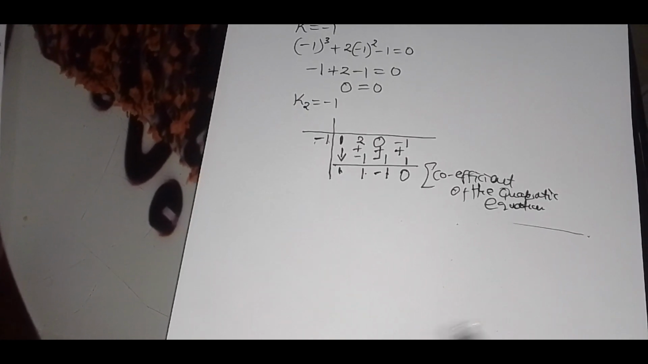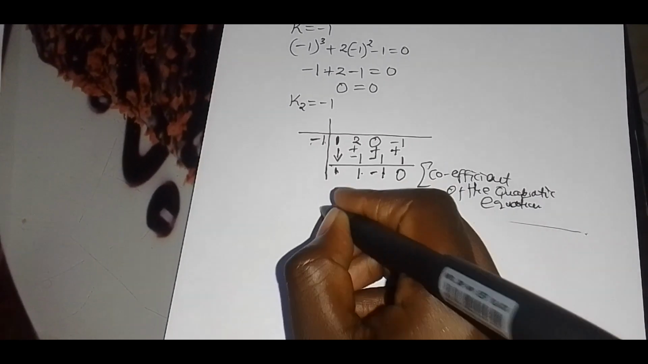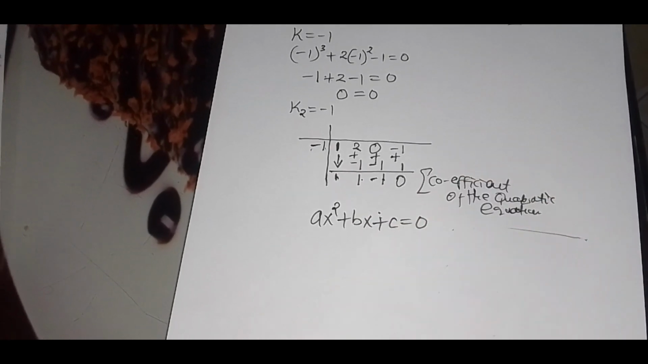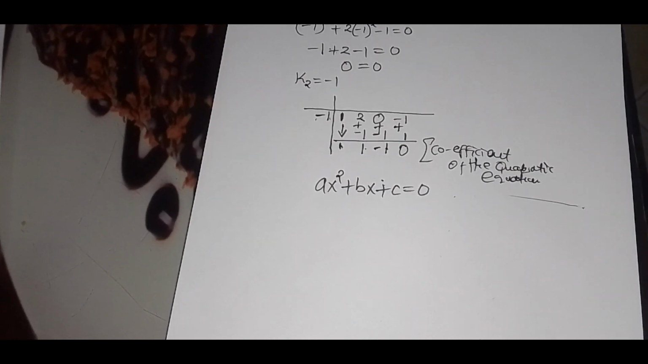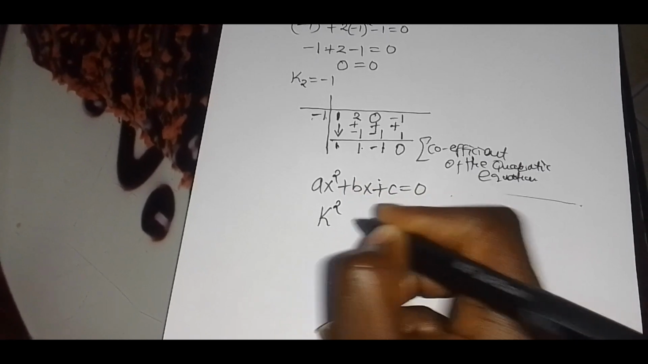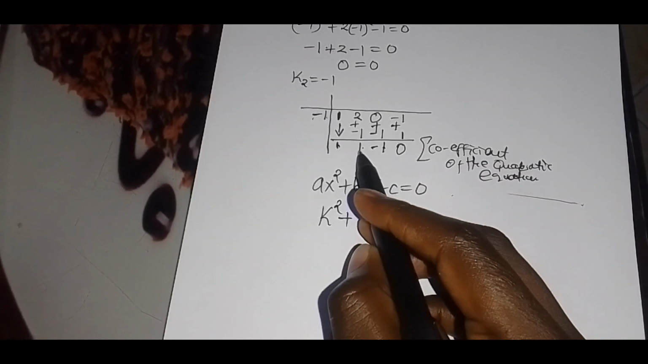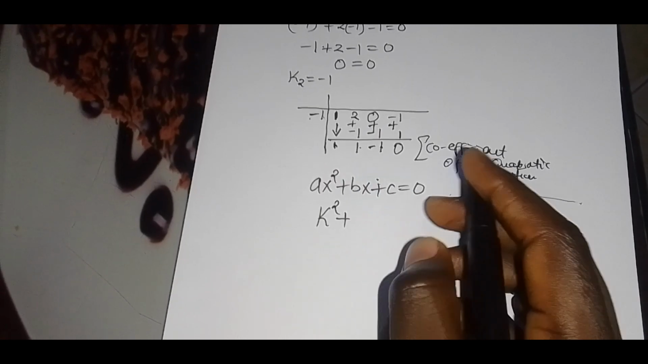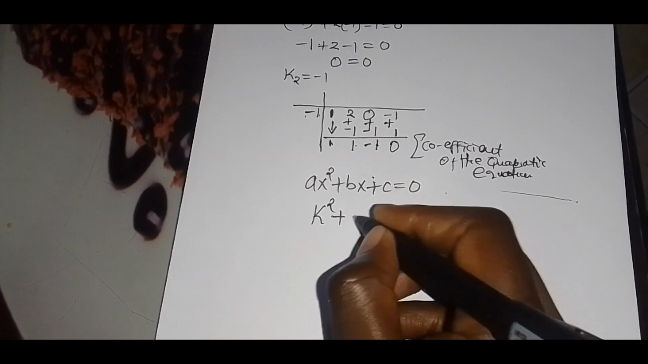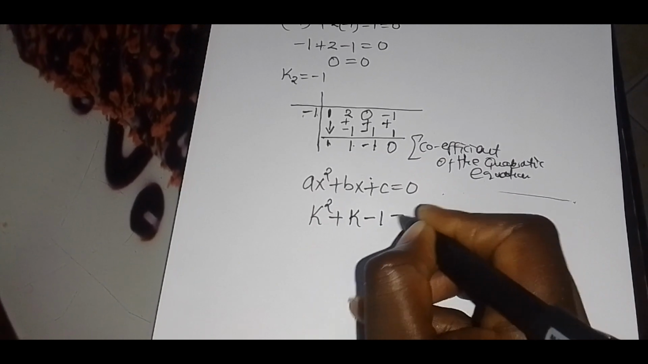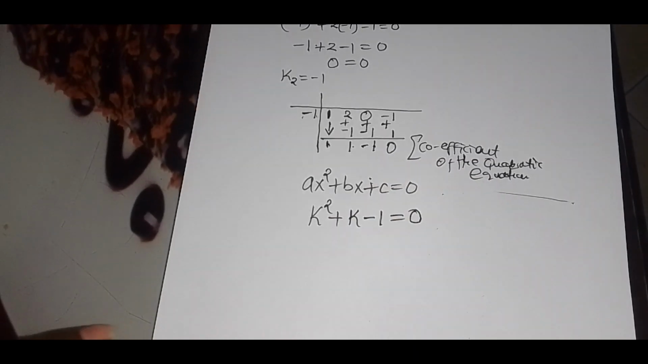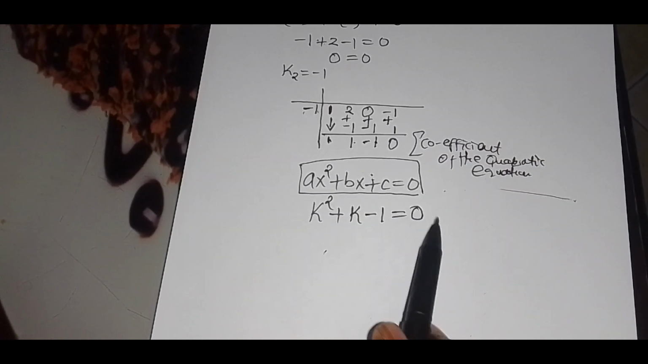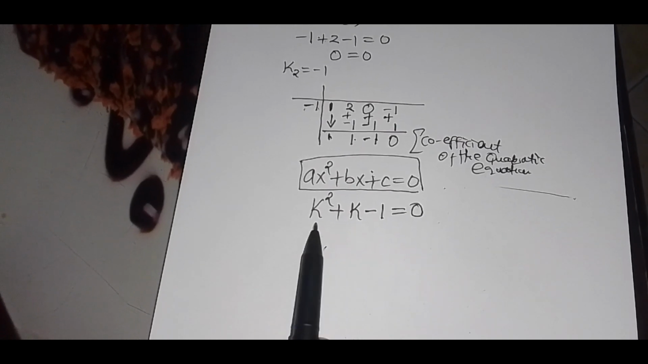Remember our quadratic equation is in the form of ax squared plus bx plus c equals 0. So we are going to have k squared, plus, remember this is the first coefficient, 1, plus k minus 1, which is equal to 0. This is the format for a quadratic equation, but in our case we are dealing with k, so we have k squared plus k minus 1. So what is the value of k?